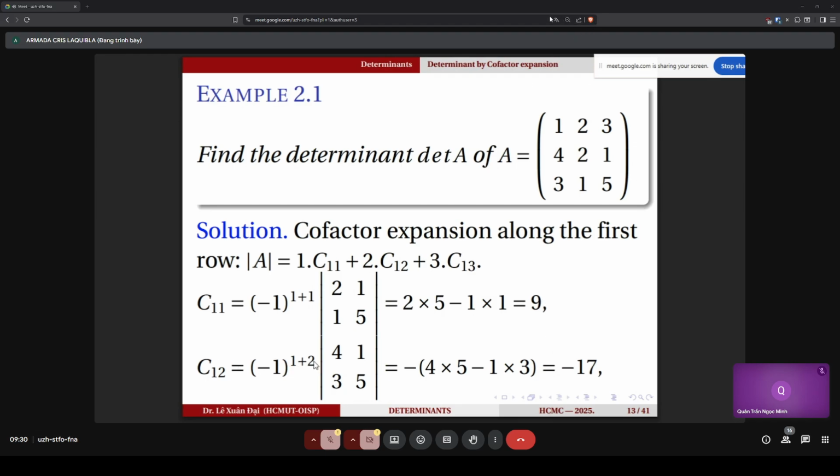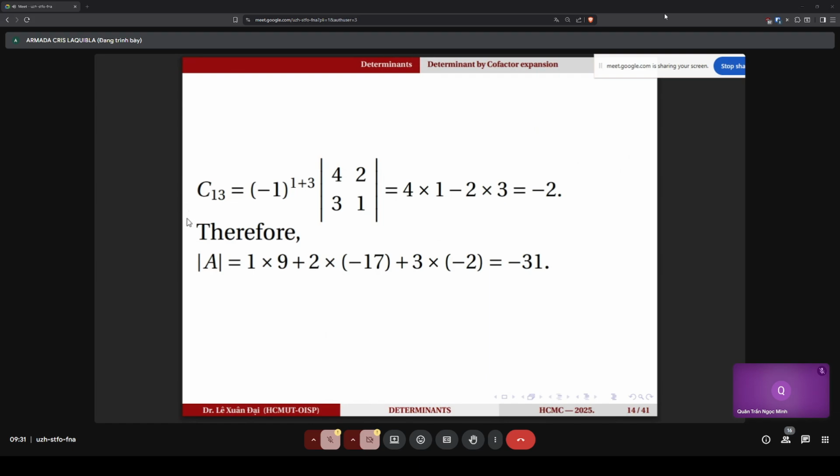Now C12 is expected to be negative because this is 1 plus 2 here, and that is negative 17. And here for C13, you will be confused like, oh, why is this negative now? By the way, class, here it's positive, but the determinant here that you can solve is negative because 4 times 1 here is 4, then 3 times 2 is 6. So that is 4 minus 6, it becomes negative 2.